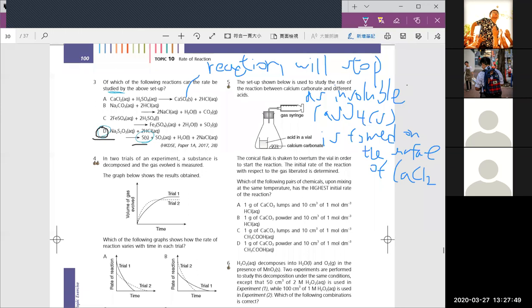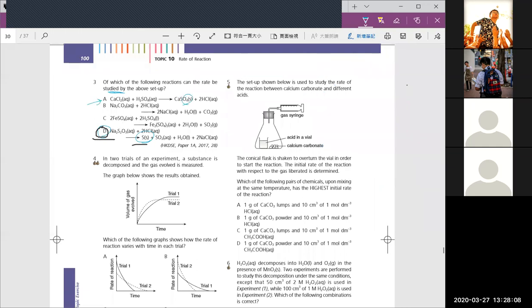All right, so how about A? Why not A? Why not A? We've got sulfur. We've got calcium sulfate, which is also a solid.